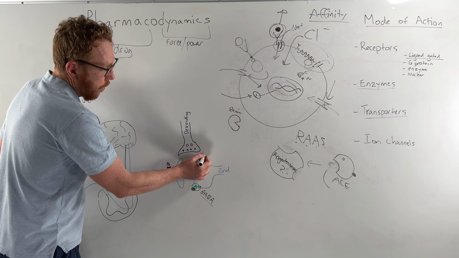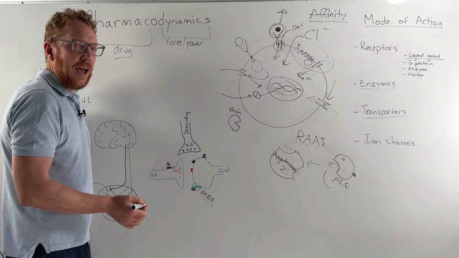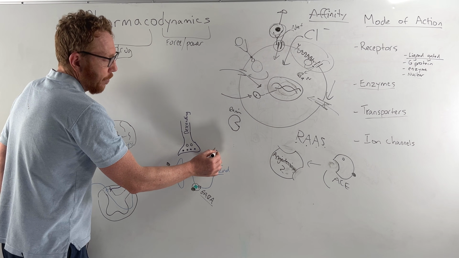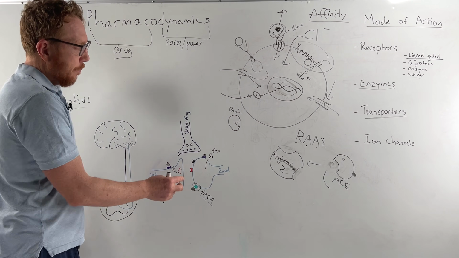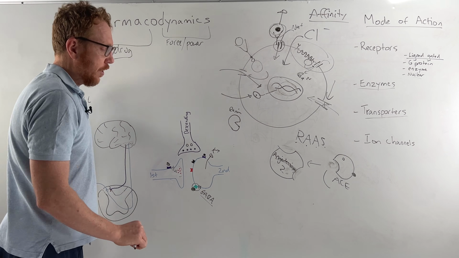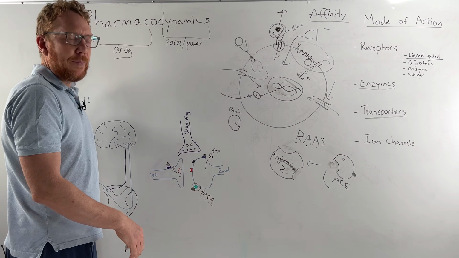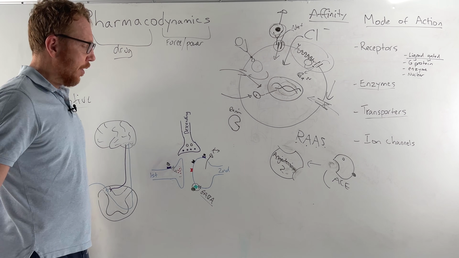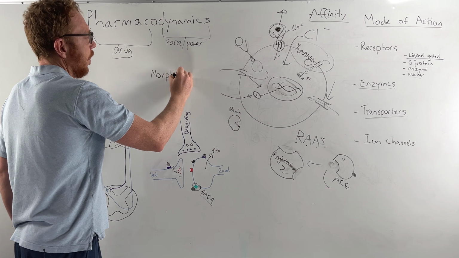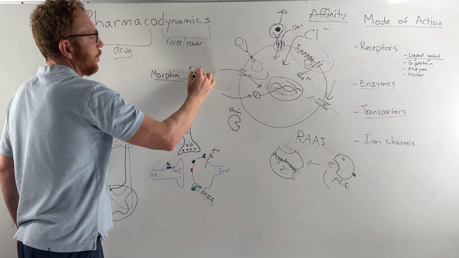Over here, it would bind to a potassium channel and open it. Potassium leaves the neuron, which makes it more hyperpolarized and drops its resting potential, similar to what we saw with GABA, making it harder to stimulate. So morphine would be an example of a full agonist.